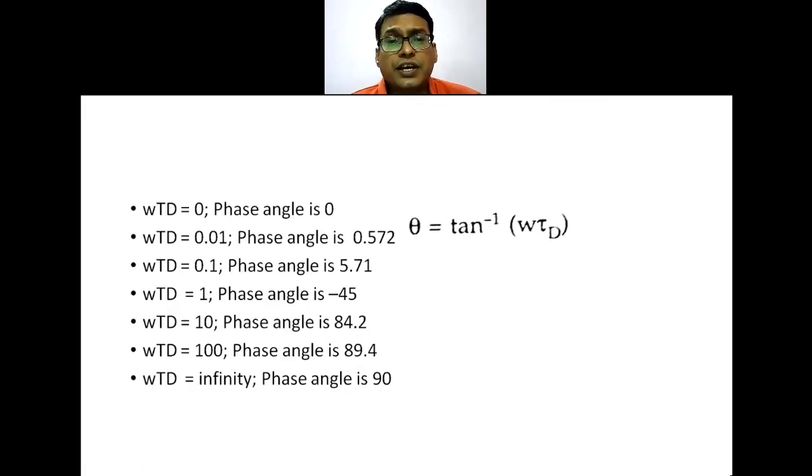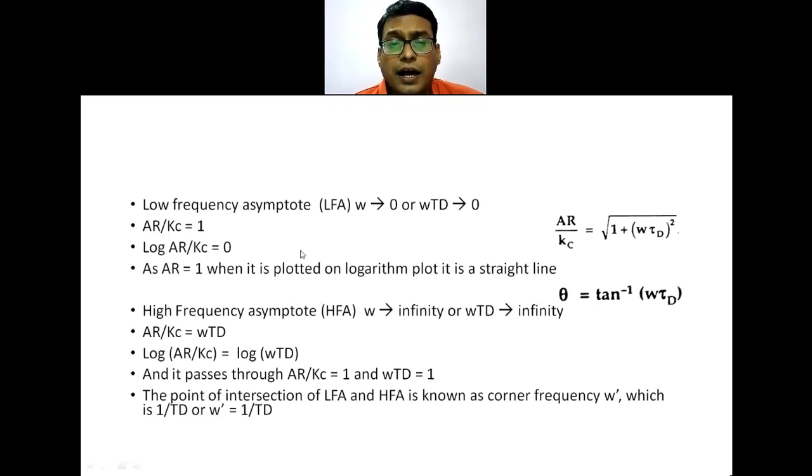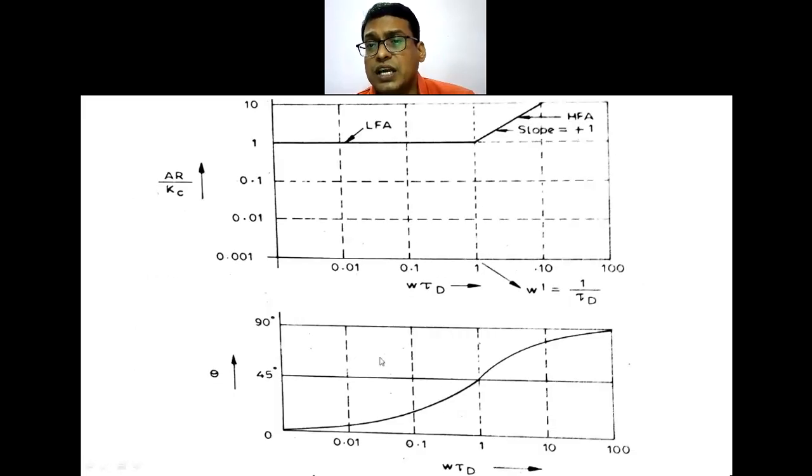Next, the point of intersection of the low frequency asymptote and the high frequency asymptote is known as the corner frequency, which is 1 upon tau d. That is, omega dash, the corner frequency, is 1 upon tau d.